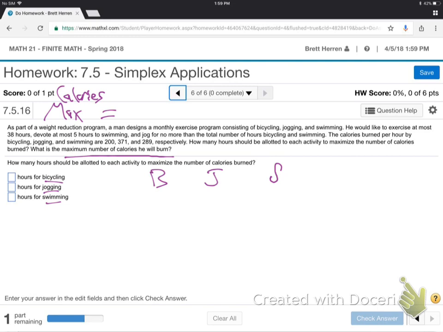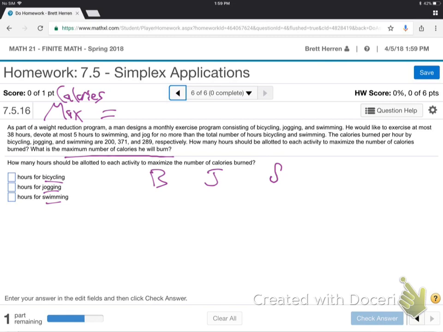Remember, your maximize function, that's called your objective function, is your objective, your goal. So we're trying to maximize calories. That's why he's exercising. It's his objective. So our objective function, what we're trying to maximize or minimize, in this case maximize, is calories.